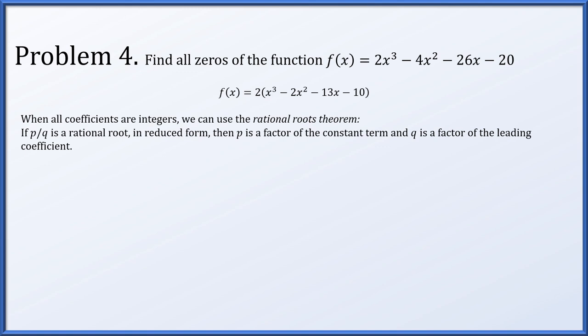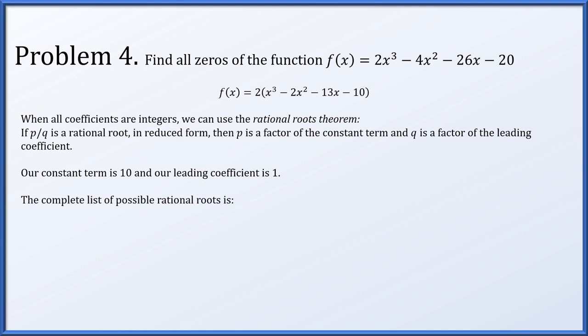We are attempting to factor the polynomial x cubed minus 2x squared minus 13x minus 10. So the constant term is 10, I mean specifically negative 10, but up to finding integer factors, it doesn't matter. And the leading coefficient is 1. So what is the complete list of possible rational roots?